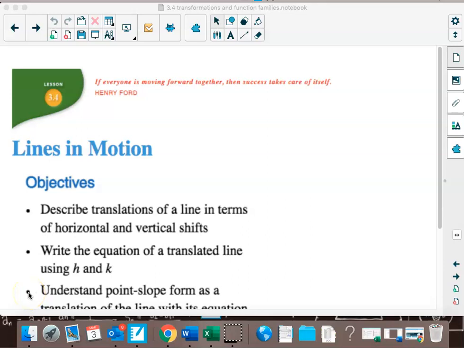Doing section 3-4. It's called lines in motion. Let's put all the phones away, take the headphones off, and get ready to jump in.